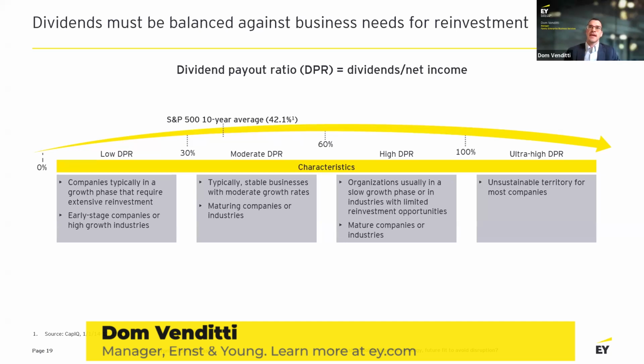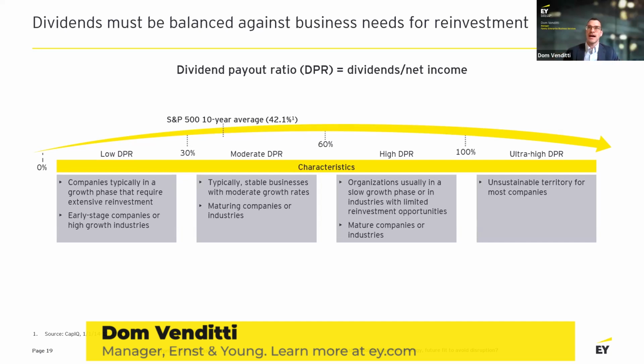As we move up the scale, companies are typically becoming more stable with moderating growth rates. So in that moderate bucket, being the 30 to 60% range, we have companies that are stabilizing, moderating, still have reinvestment opportunities, but are finding more of a balance between reinvestment and distribution.